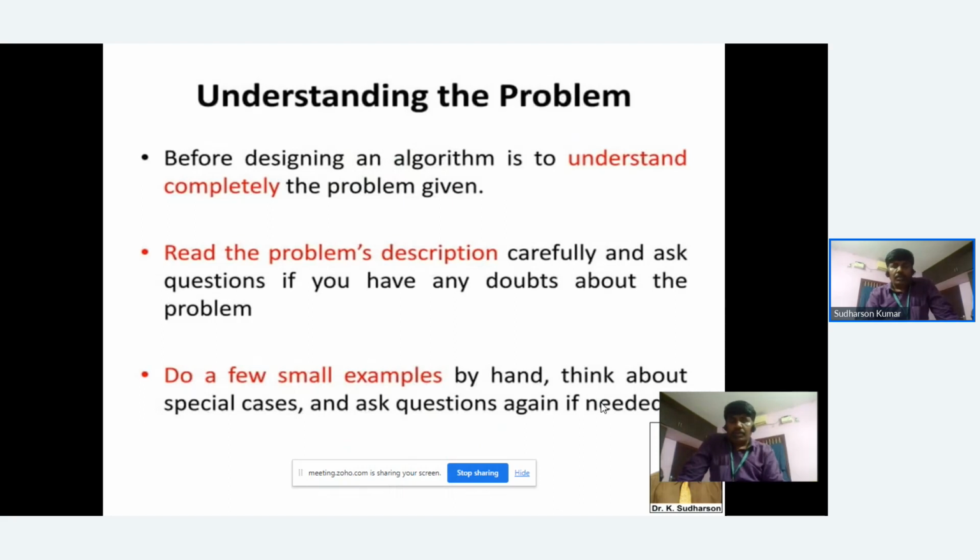First, we take step one. What is meant by understanding the problem? Understanding the problem means we have to read the problem description carefully and ask questions if you have any doubts about the problem. And also you have to do a few small hands-on examples, or any brainstorming session, or consider any special cases, and ask questions again, seek feedback if needed. So this is the way we have to understand the problem.